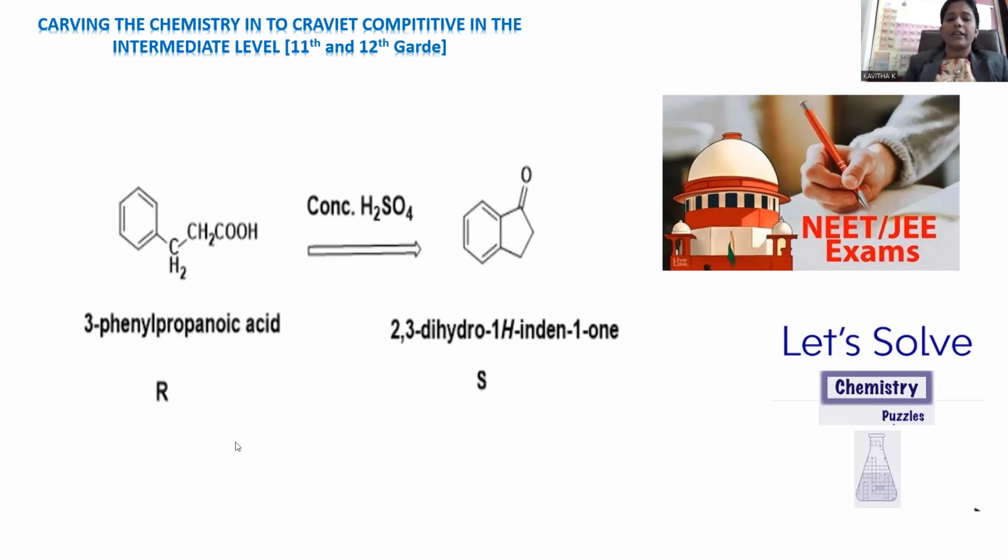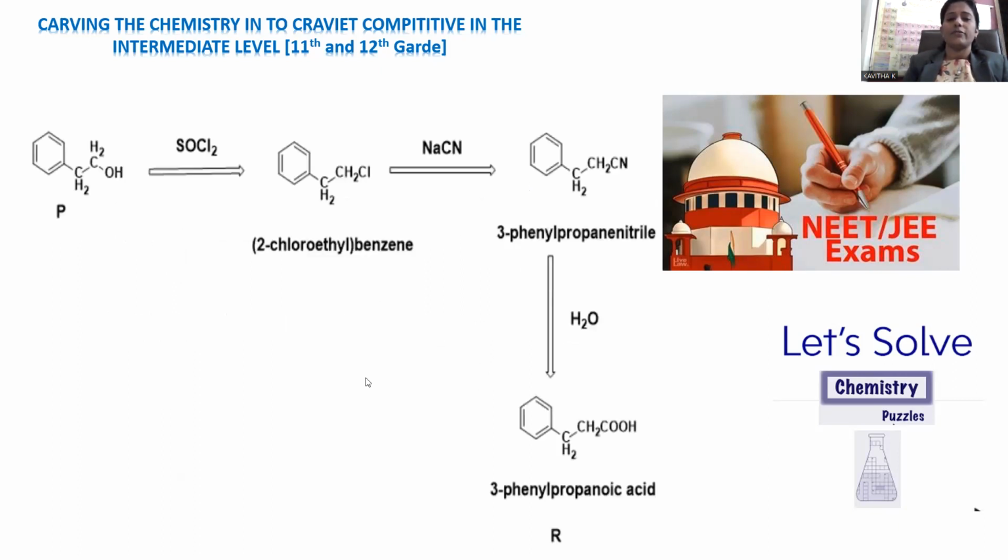After getting this R, we have to move on to the final product. Upon treating with a dehydrating agent, concentrated sulfuric acid, water is removed and subsequently a cyclization process is carried out and a stable compound is generated, a 5-membered ring with the ketonic group over there, which is named 2,3-dihydro-1H-inden-1-one, right? So inden-1-one will be generated. This will be product S, right? This is the series we have to follow.